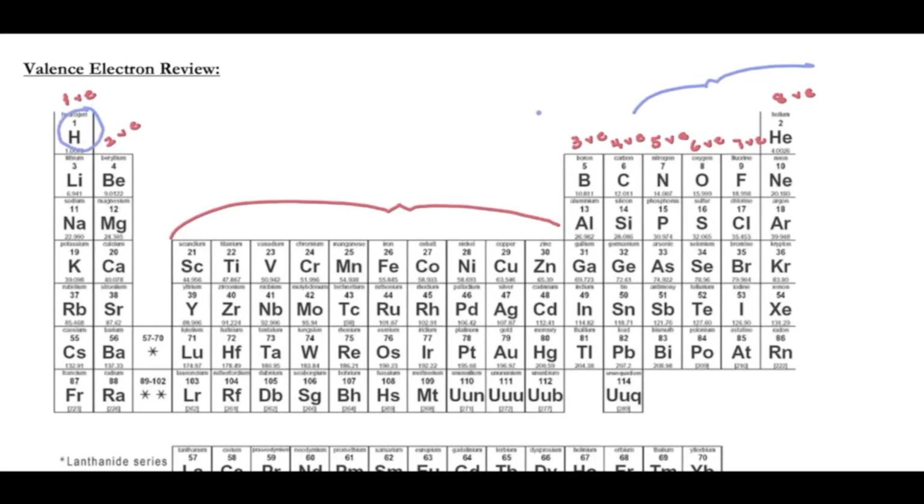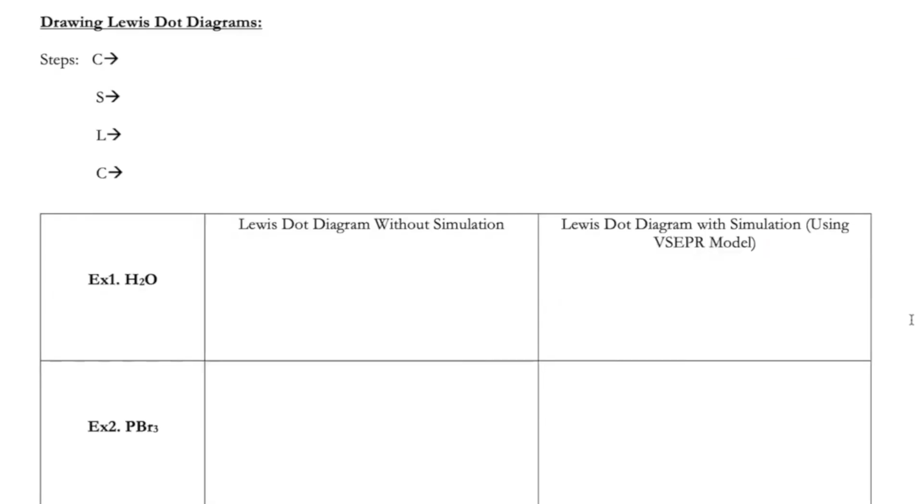Now I'm going to show you how to draw the Lewis structure. All right, so now that we've reviewed counting valence electrons, we're going to talk about how to actually draw the molecules that we've been studying so far. And so these diagrams that we're going to draw are called Lewis dot diagrams. And I use the following acronym to remember how to draw them.